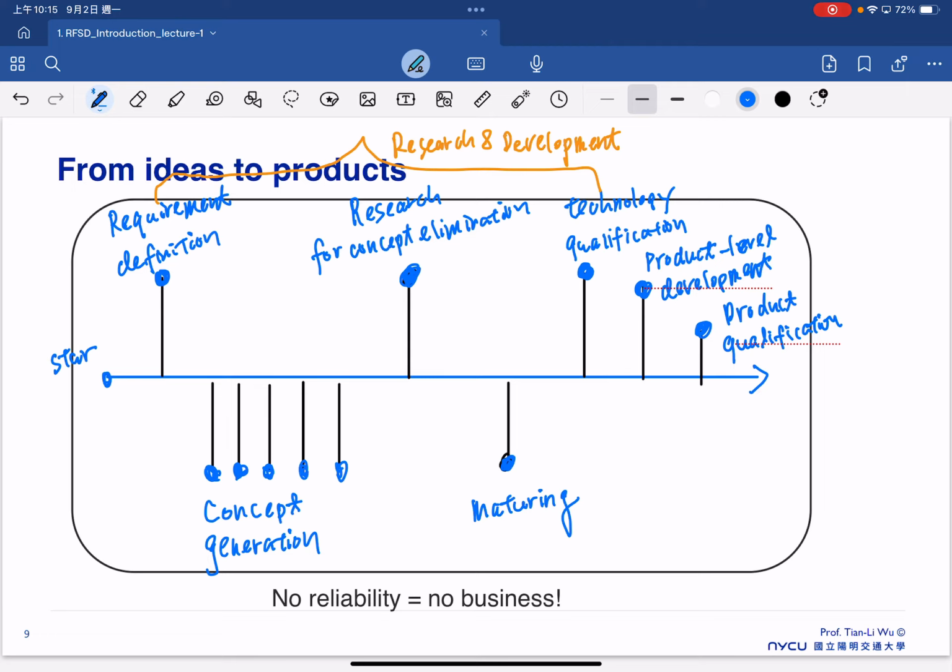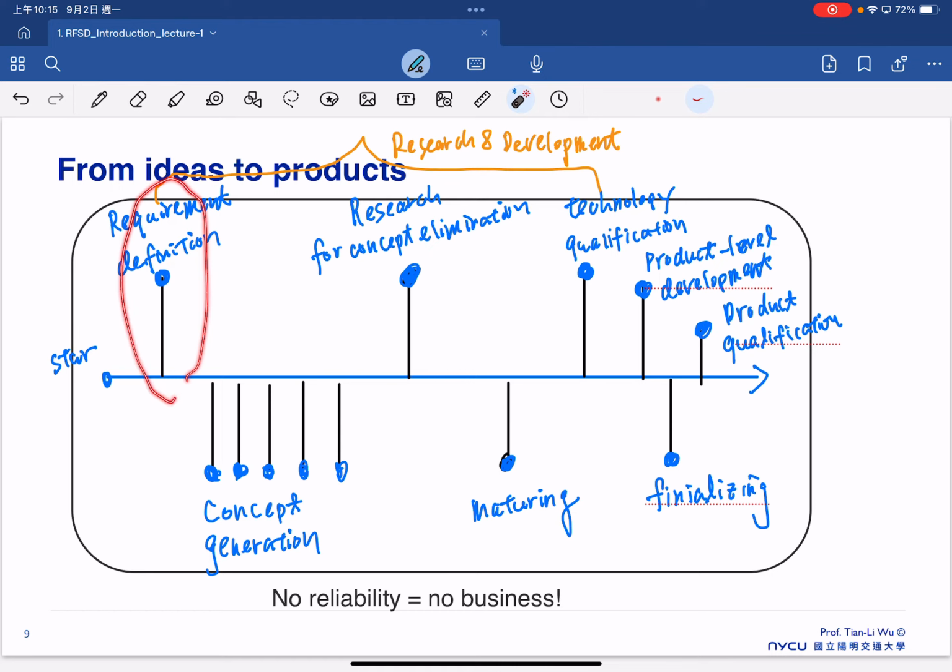And of course, before the product qualification, usually we have one called finalize. So we will finalize the detail for everything related to our product. So that's a general flow, like from idea to a product.